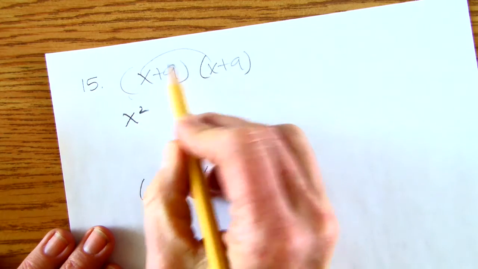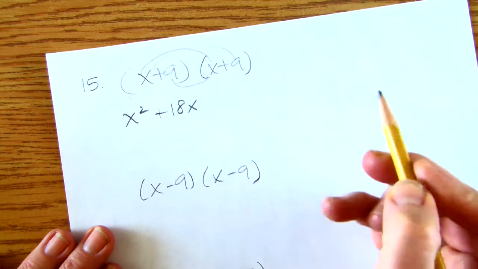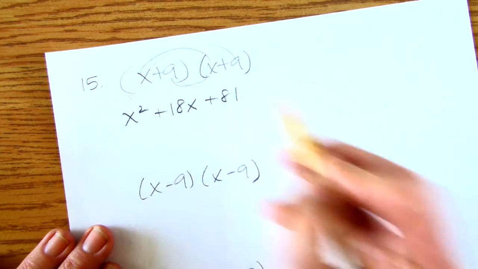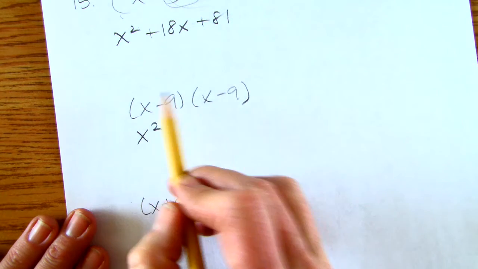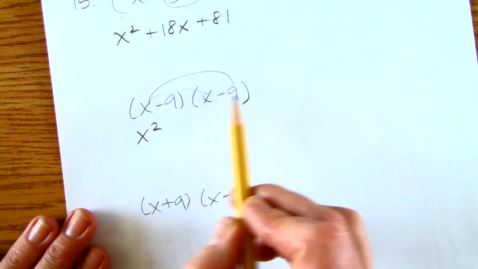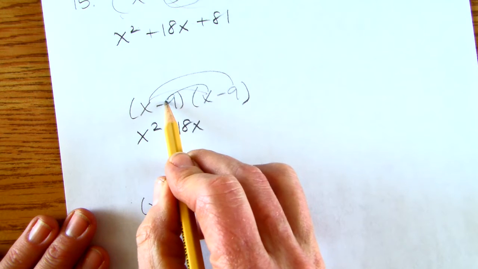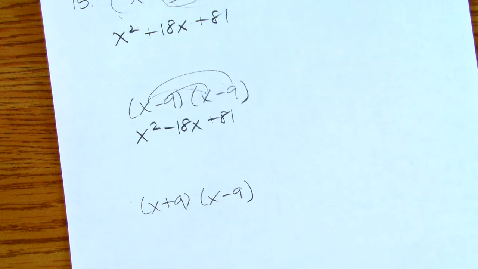Let's do it one more time with 9s. x squared. Outer is going to be 9, inner is going to be 9. Together you make 18x, 9x plus 9x, and then 9 times 9 is 81. So if they're both negative, I'm going to get an x squared, x times x, then a minus 9x is minus 18x, and then a minus 9 times a minus 9 is a plus 81.